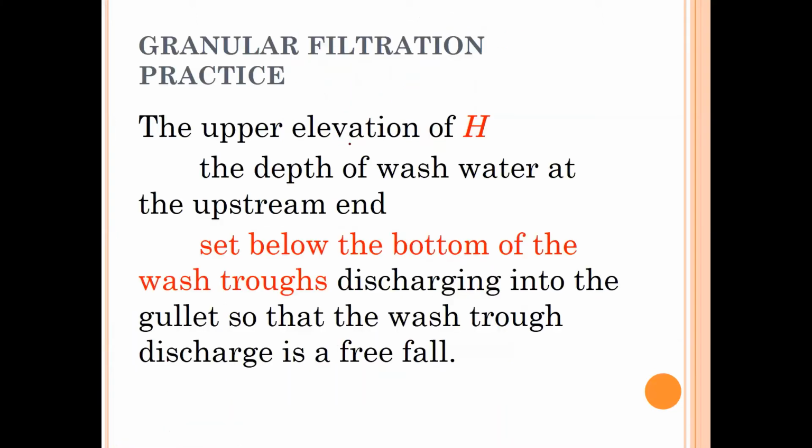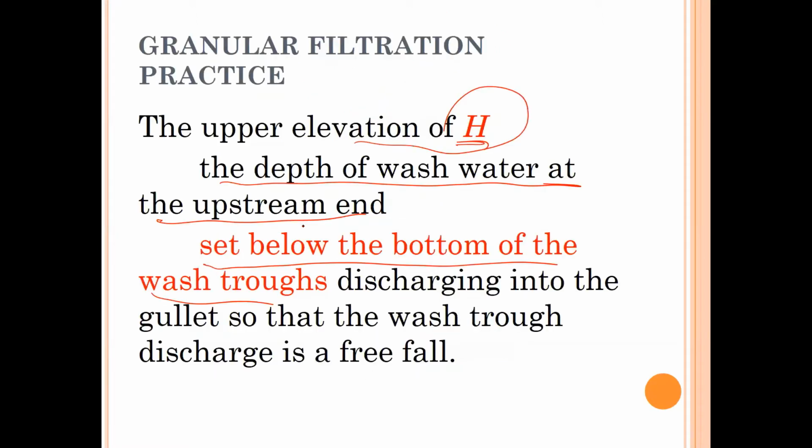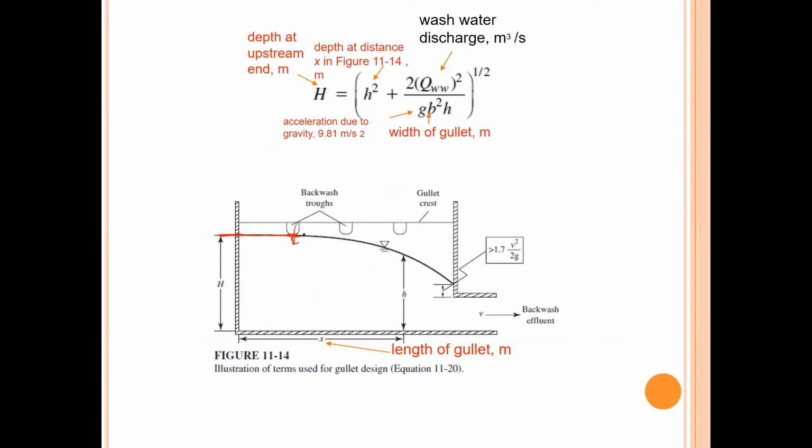Okay, the upper elevation of capital H is actually the depth of wash water at the upstream end, which we set just below the bottom of the wash trough, which discharges into the gullet so that the wash trough's discharge is a free fall. So wash trough discharge is a free fall, and then finally this water has a profile within the gullet, and water goes out.